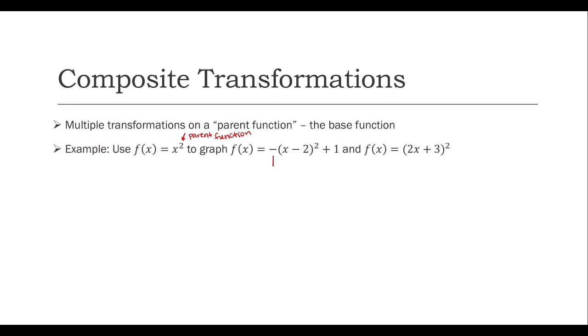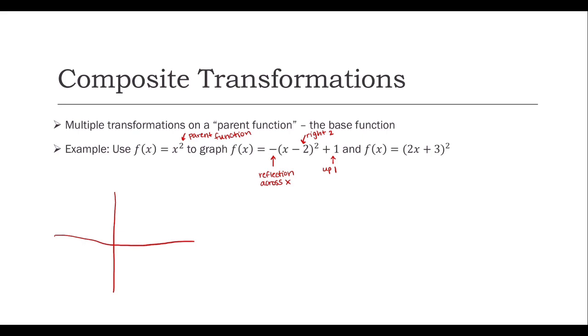So this negative on the outside will be a reflection, and because it's on the outside, it's going to switch your y values, so it's going to reflect across the x-axis. This negative 2 is in with the x, so it'll move it left or right. It's negative, so you would think it's going to move to the left, but it's actually going to go right 2. And this plus 1 on the outside will go up 1.